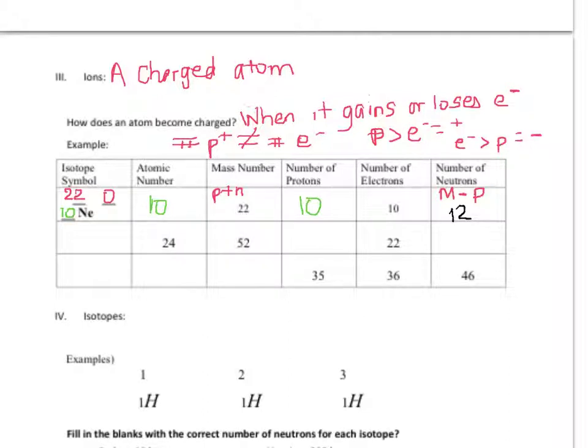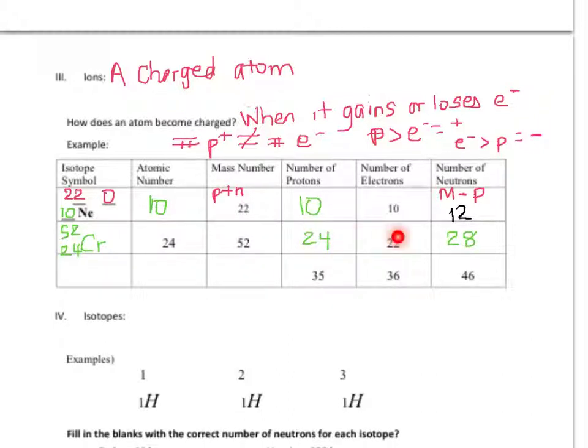Okay, so if we look at the others now, an atomic number of 24 gives us the element chromium. So that's 24. We have the mass number of 52. So we need to find the number of protons. Protons is equal to atomic number, so that's 24. Again, to find the number of neutrons, 52 minus 24, that leaves us with 28. Now let's look at our charge.